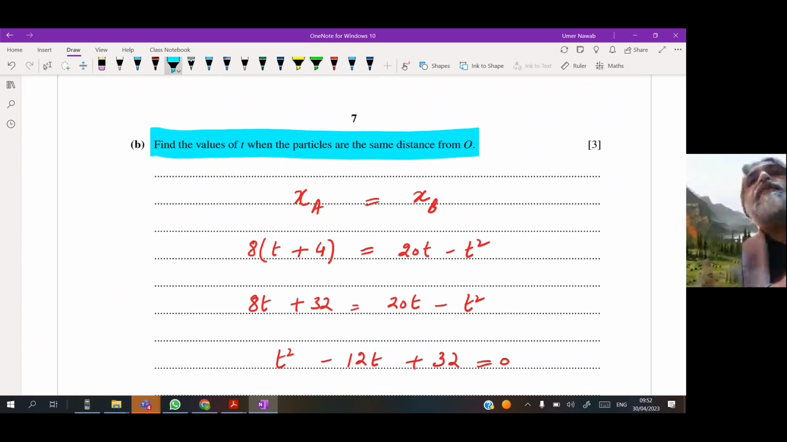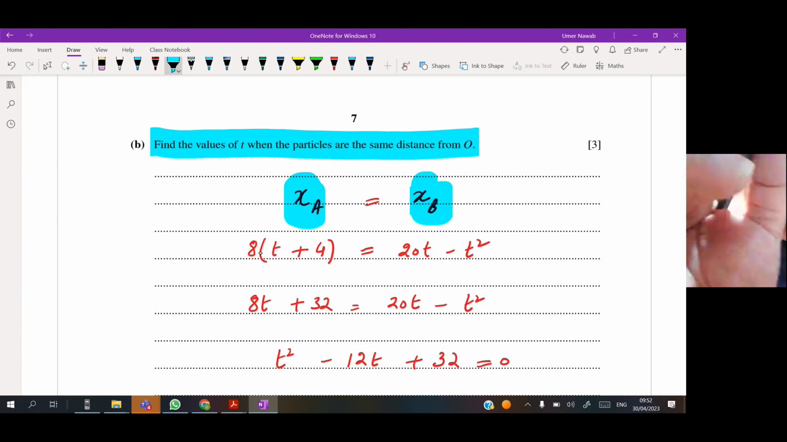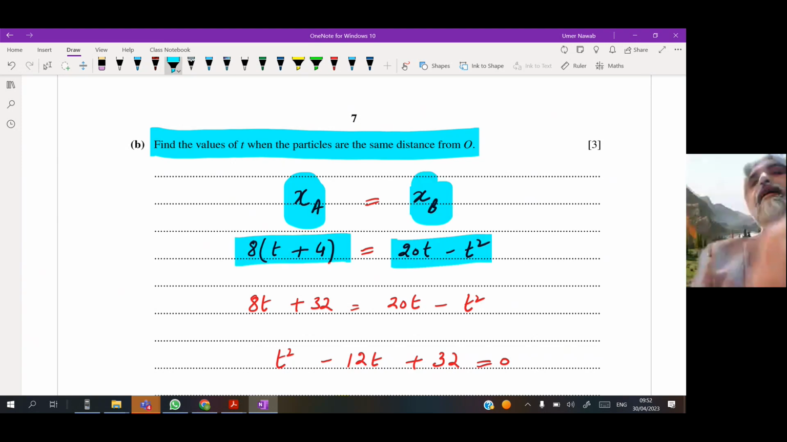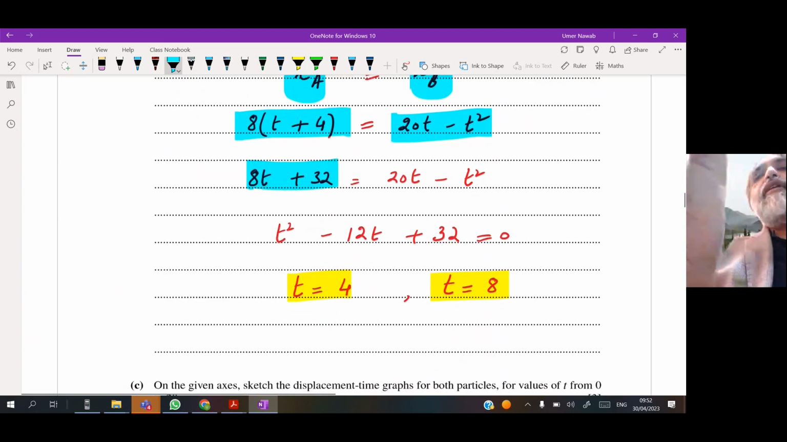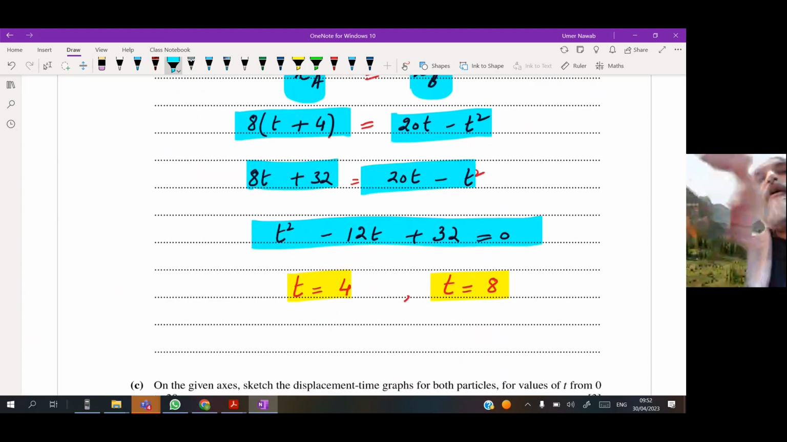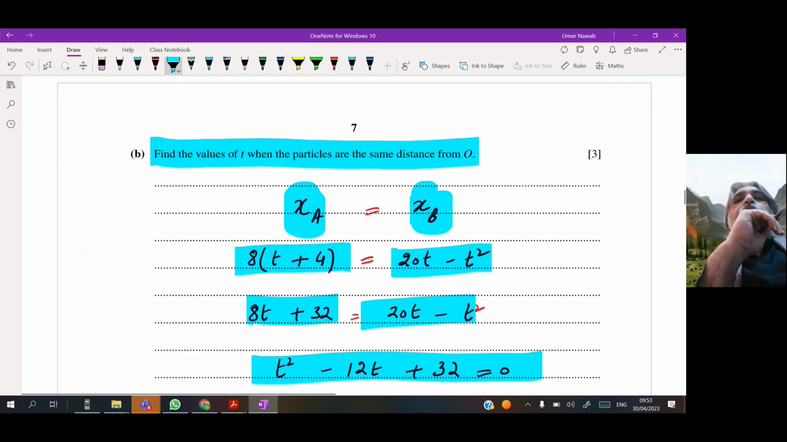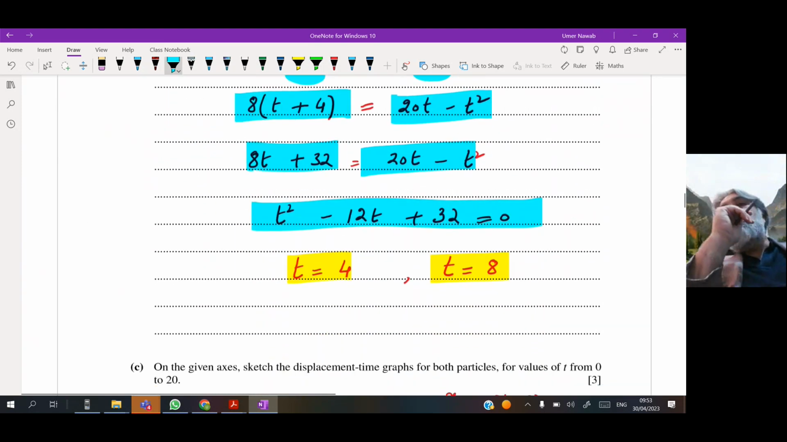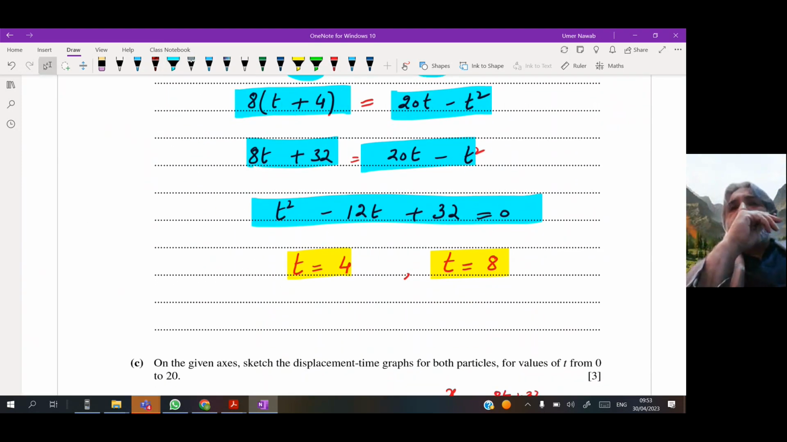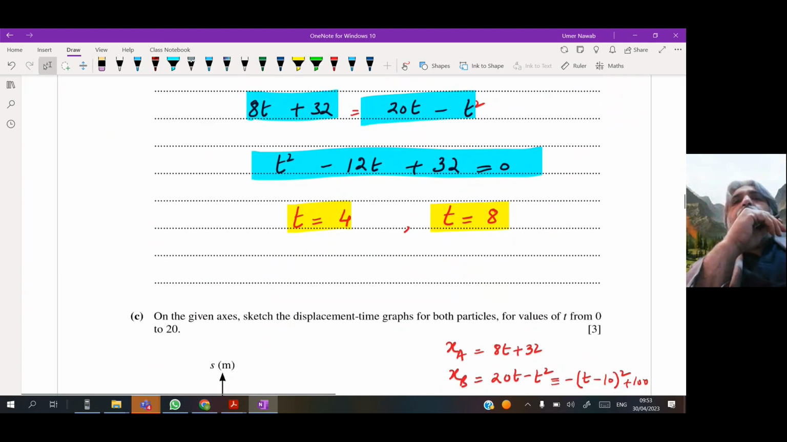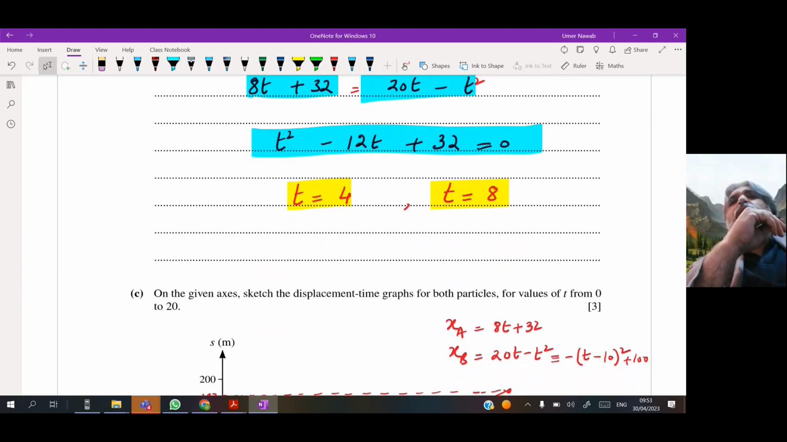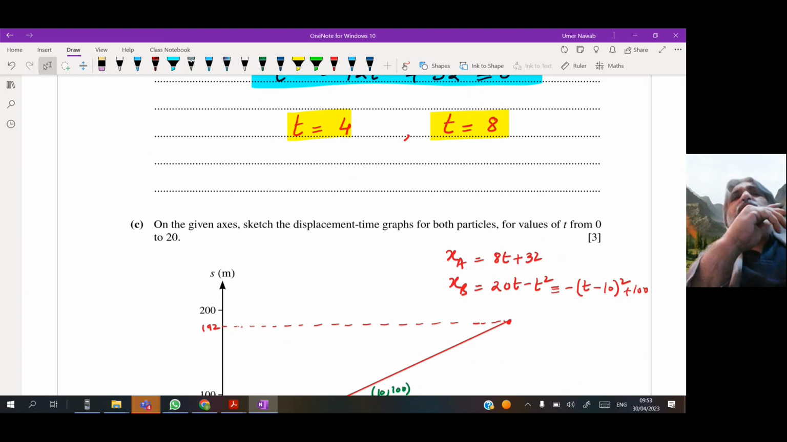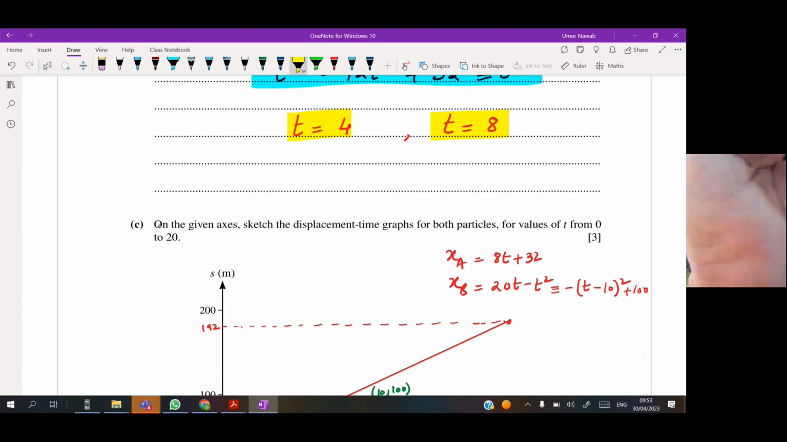The next part of the question, he says, find the values of t when the two particles have the same distance. So same distance, remember, you found x_A, put it here, x_B, put it here, and try to construct a quadratic equation, and then you get the two values. So at t is equal to 4 and t is equal to 8, they will be having the same distance from O. Got it? I can talk a lot about it, but guys, it's better to discuss each and everything in the sketch.